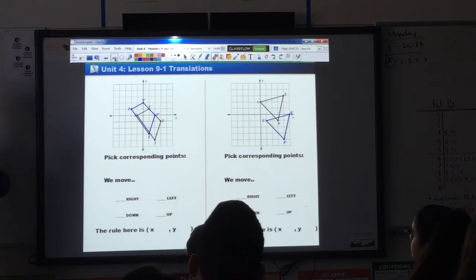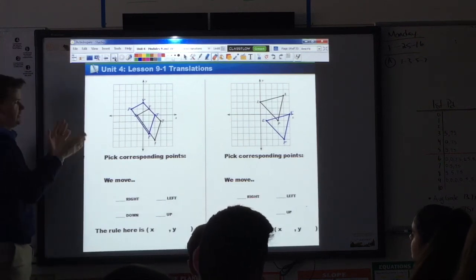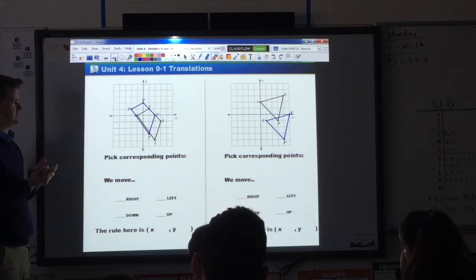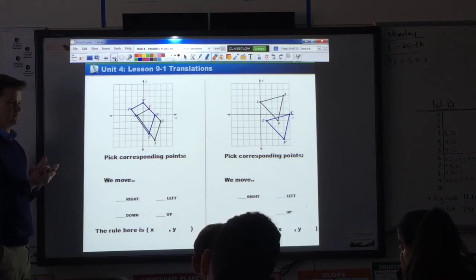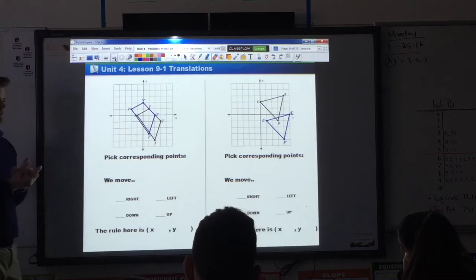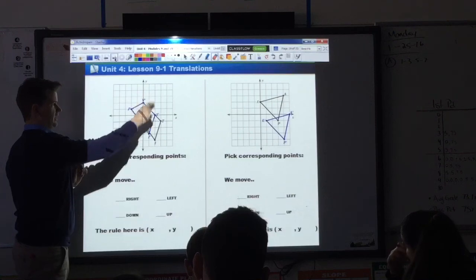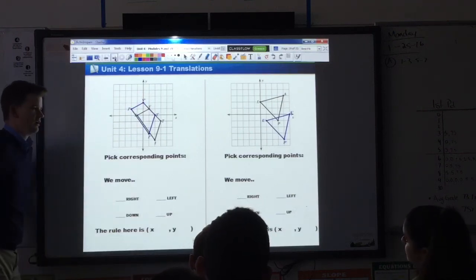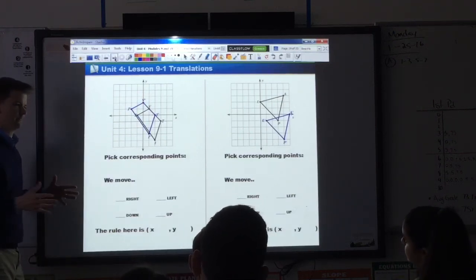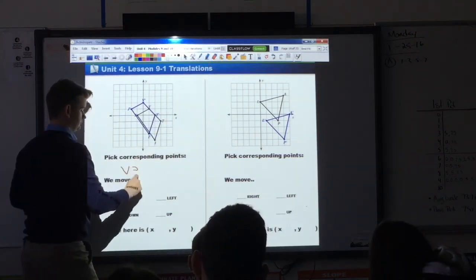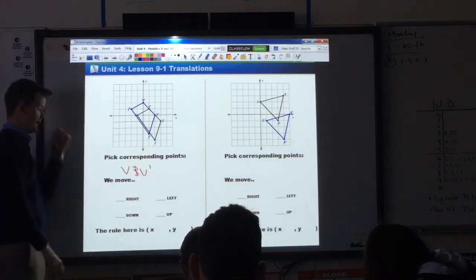So I want to go to Katrina. Looking here, just for quick reference, looking at the colors, which one of these is the pre-image, which one is the image? The black one is the pre-image, and the blue one is the image. So we're starting with black, moving to the blue. We can tell that by the prime notation. So what corresponding points do you want to use? V and V prime. If you're choosing V, it has to be V prime.